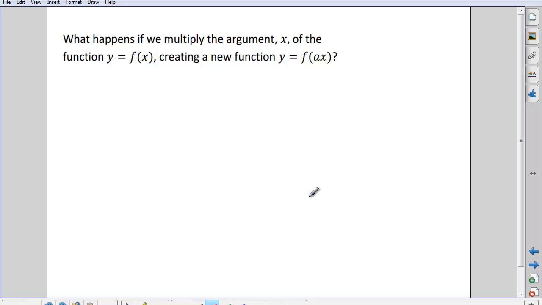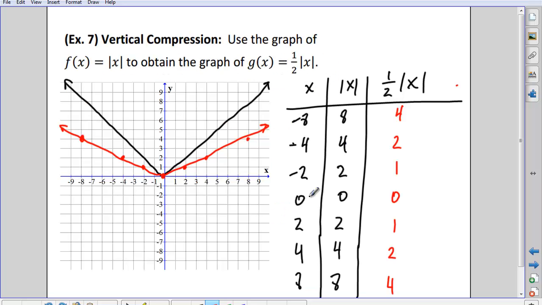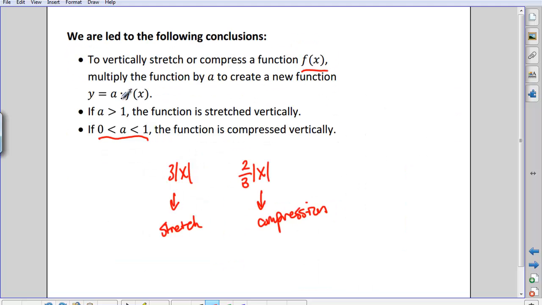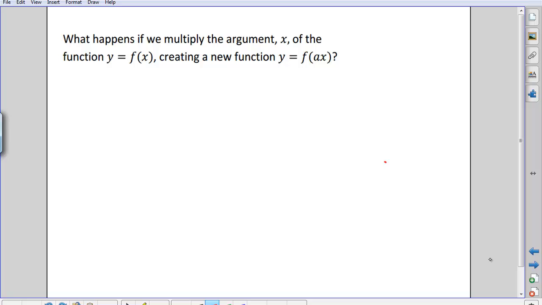Okay, so that A value we just used was applied to the outside of the function. We took f of x and made it A times f of x: 2 times the absolute value, or 1/2 times the absolute value. All right, so what happens if we multiply the argument of the function y equals f of x by some value to get y equals f of a times x? So in other words, let's say I've got some function f of x equals, say, let's use the square root function.